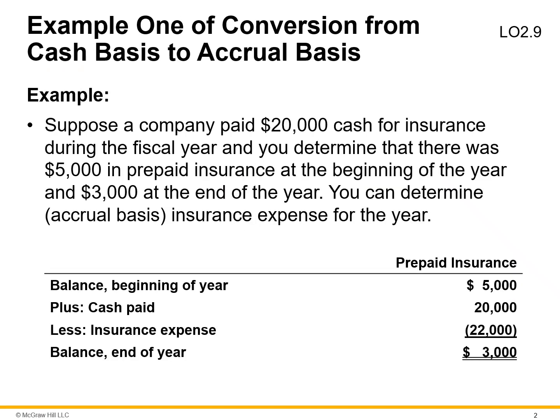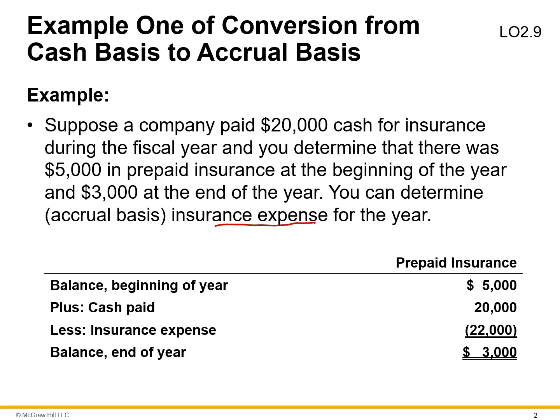We're going to go through 3 examples. So example number 1 relates to prepaid insurance. In this example, suppose a company paid $20,000 cash for insurance during the fiscal year, and you determine that there was $5,000 in prepaid insurance at the beginning of the year and $3,000 at the end of the year. Basically, it says, okay, how do we determine what our insurance expense is for the year under the accrual basis?